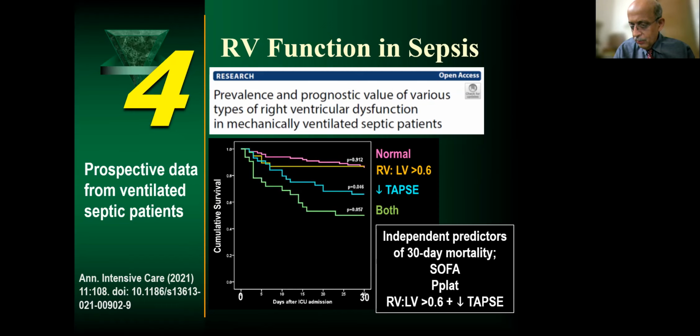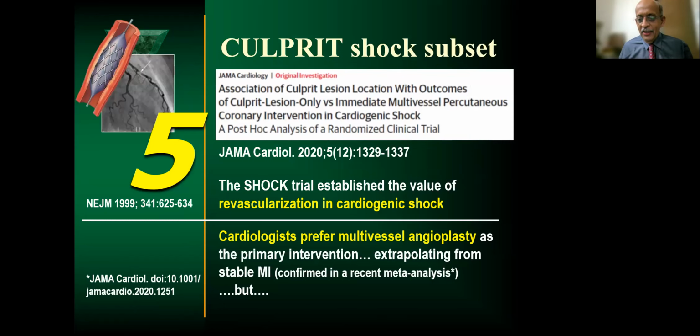In this particular study, when they looked at independent predictors of 30-day mortality, it was the SOFA score, the plateau pressure on the ventilator, and ultimately the combination of RV-LV ratio and the decline in the TAPSE. Please remember that this is only a derivation cohort. It's not something that has been tested prospectively in other cohorts, and probably something that is interesting for some of us, at least those of us who have a lot of interest in the right heart rather than the left heart. Okay, let me just go on to a more interesting area, and that is the management of cardiogenic shock.